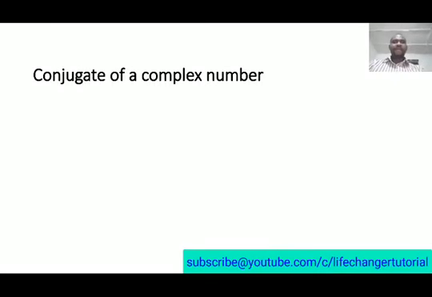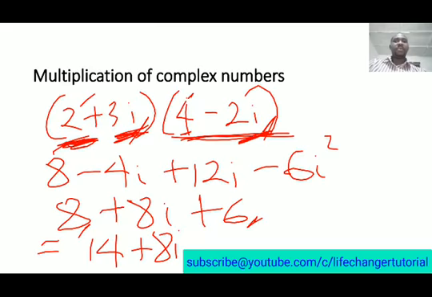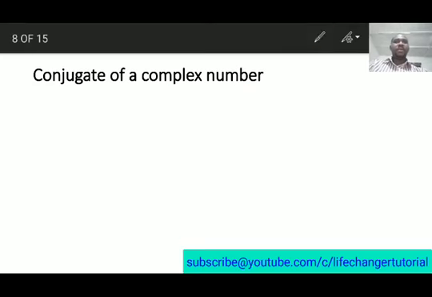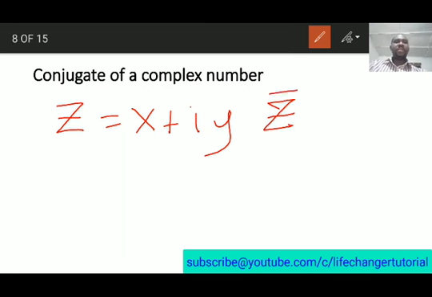Okay, so we are going to continue with conjugate of complex numbers. Now, what do we mean by the conjugate of a complex number? First of all, if we have a complex number which is equal to x plus iy, the conjugate of this complex number is going to be written as z bar. There's going to be a bar up there.